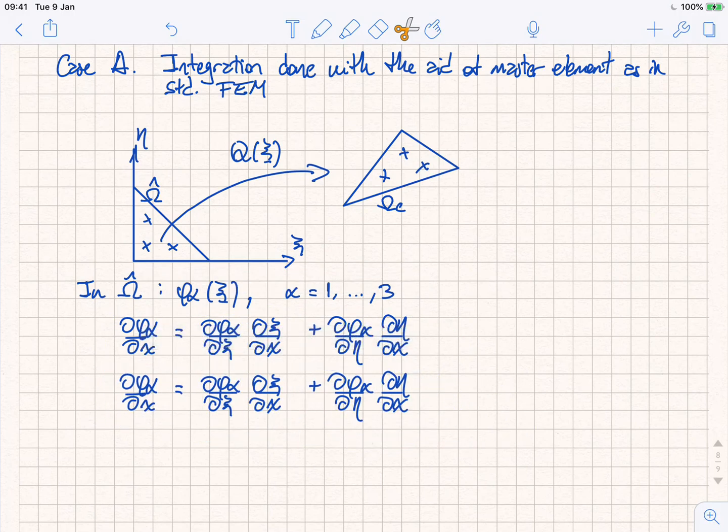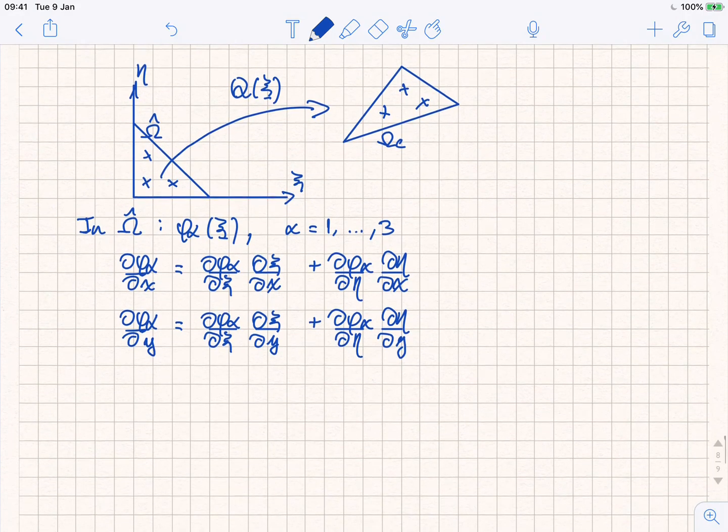And I can copy that, and I only need to change these ones to y. And if you remember, we're actually not doing that operation the way I'm writing it, because we found a nice way to do this with a matrix operation. So the derivative is basically using the Jacobian matrix, the inverse of the Jacobian matrix. That's the way we do it.